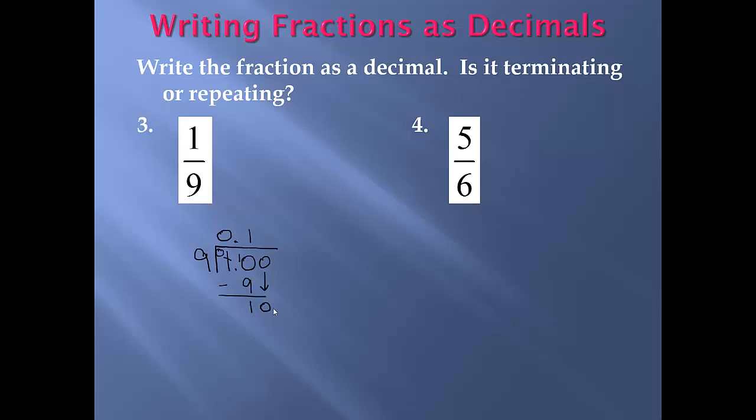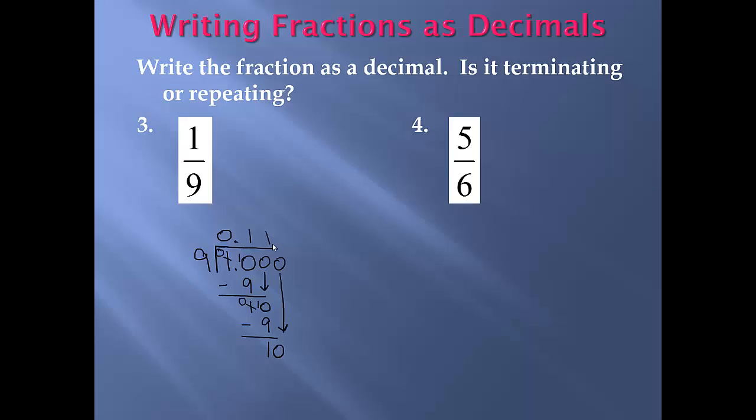Now 9 goes into 10 one time. 1 times 9 is 9. And we go ahead and subtract. We can't do 0 minus 9, so we borrow from the 1. And now we have 10 minus 9, which is 1. We still have one left, so we continue dividing. We'll add our 0 and bring it down.